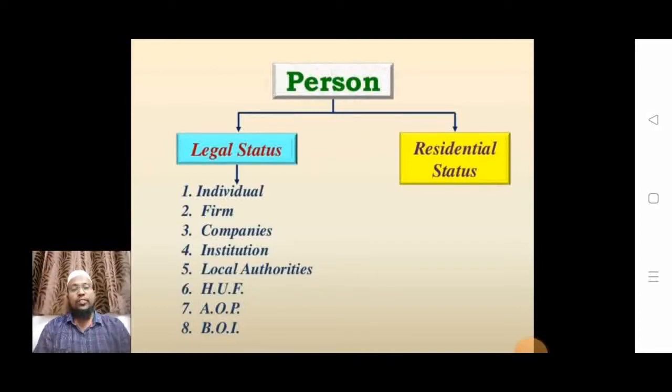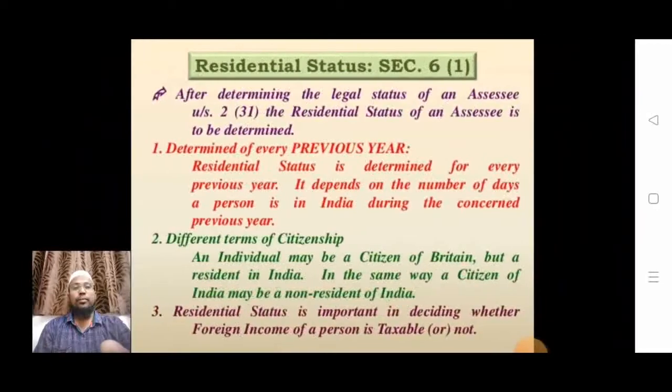The second one is firm. The third one is companies, that is corporate entities. The fourth one is institution. The fifth one is local authorities. The sixth one is HUF, Hindu Undivided Family. The seventh one is Association of Persons, that is AOP. The final one is BOI, Body of Individuals.